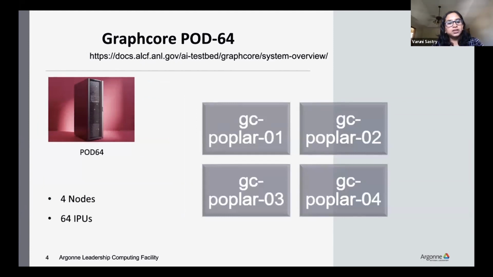So as you see here, we have a total of 64 IPUs, and that is segregated over 4 compute nodes, and all the 4 nodes are named as follows. As you see on the screen, it's GC Poplar 01, 02, 03, and 04. So you can access either of these compute nodes, or you can put together the IPUs associated with these compute nodes together. And shortly, we'll take a look at how to do that.